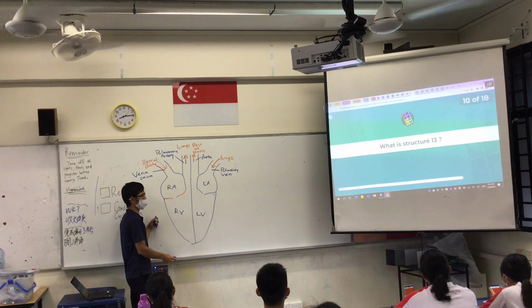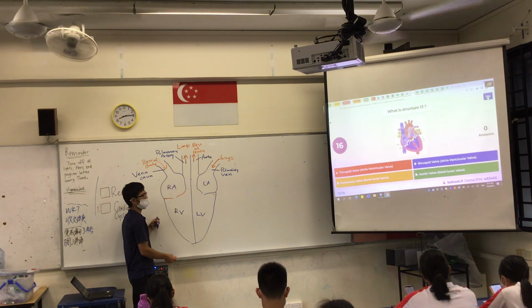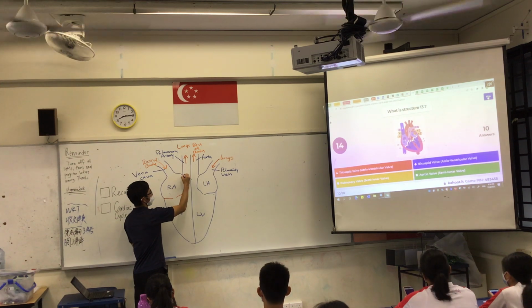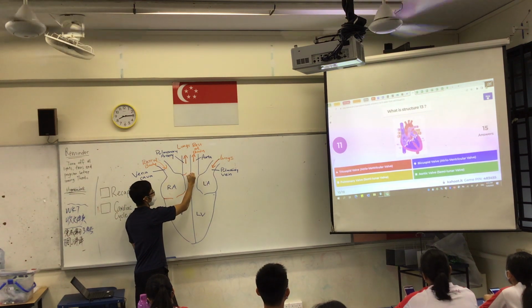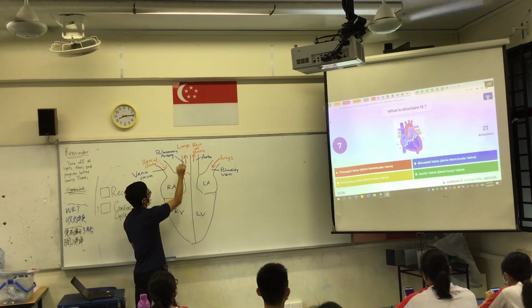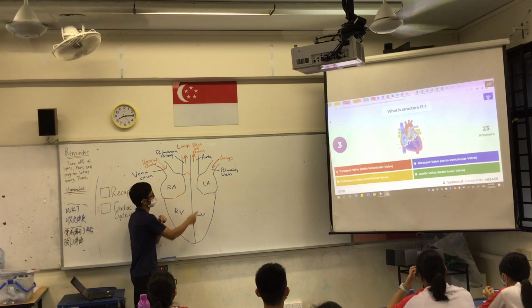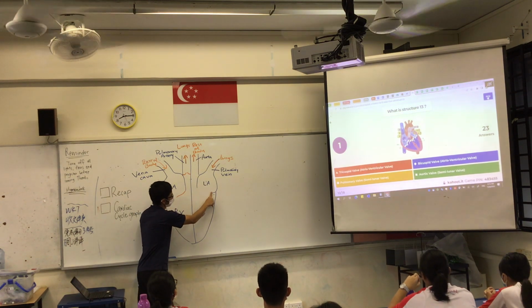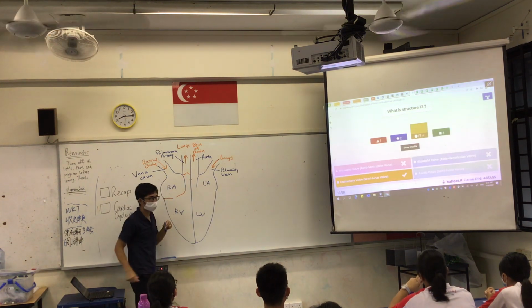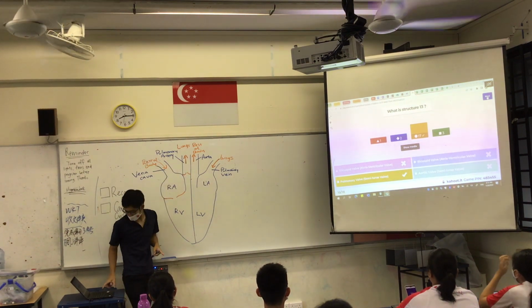The next valve, structure 13. Is this valve over here? What's the name of the valve separating right ventricle from pulmonary artery? Okay, pulmonary valve. Just follow the name of the blood vessel.